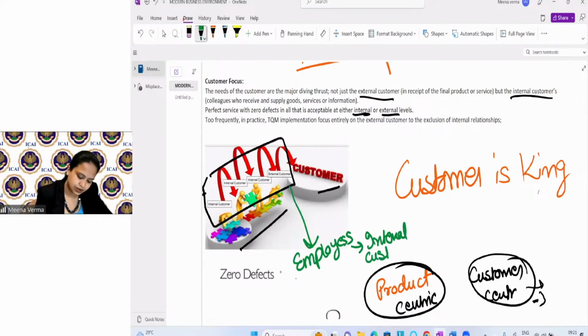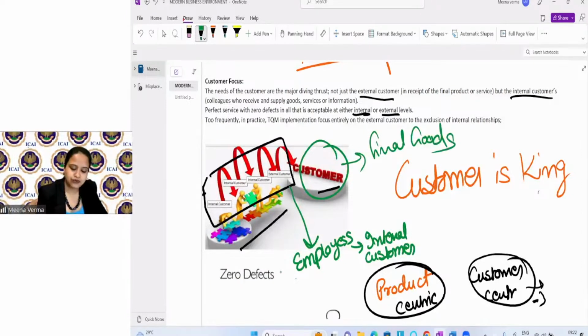right? Here they are using this word internal customer for all the employees in the company. And external customer means the final person who will purchase the final goods of the company. The final person who will buy the final goods of the company is external customer. All right. Now the company should focus on both of them. The final customer who will buy the product or services of the company, as well as all the employees of the company.